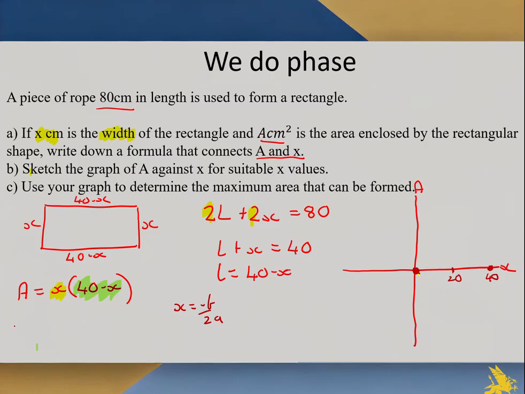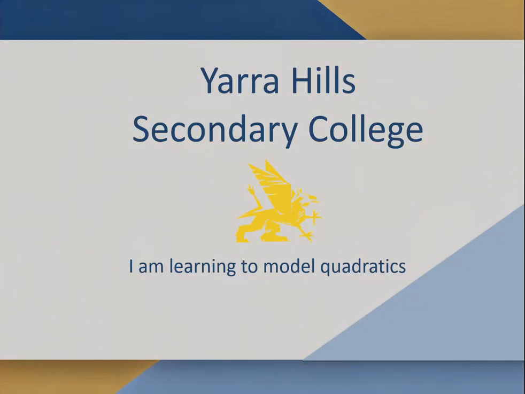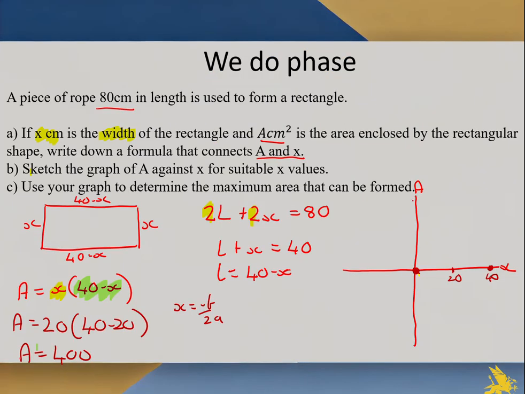So over here, I'm just going to go A is equal to 20 in brackets, 40 take away 20. So 40 take away 20 is 20, and 20 times 20 gives me an area of 400. So, oops, let's go back. That means when x is 20, my area is going to be 400. And that gives me my graph I can use.